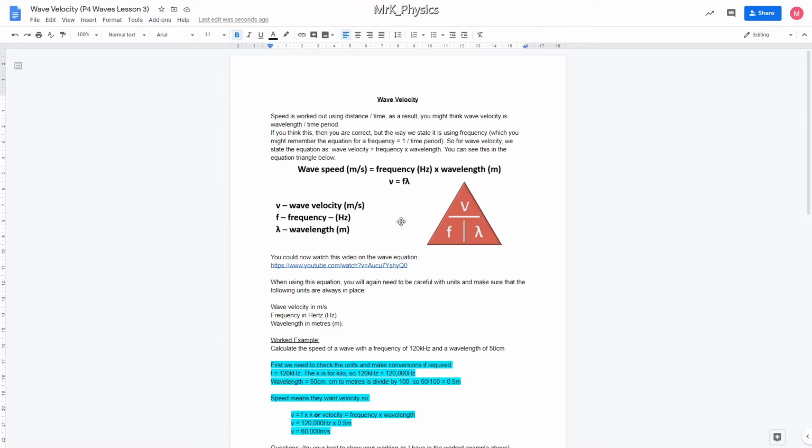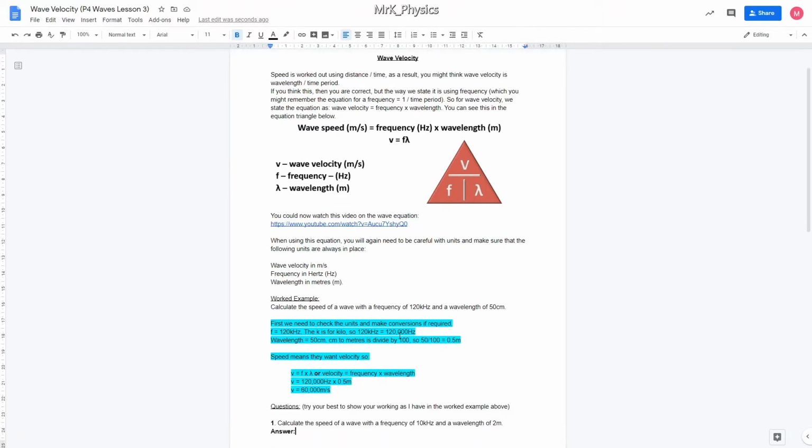Now you don't have to know it in terms of symbols. I will end up using symbols and words in different places, but it may help you just to break that down a little bit, thinking of this as V equals F lambda, or it's completely fine to do wave speed or wave velocity equals frequency times by wavelength, but that triangle will be really useful throughout this worksheet.